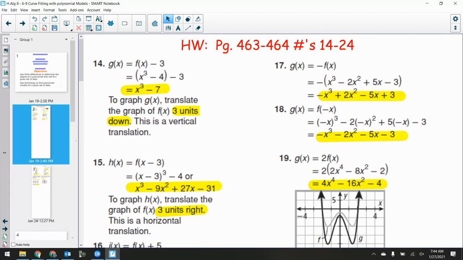Welcome back, everybody. This is the key to section 6.8 homework, pages 463, 464, 1424. The transformation homework. Remember those transformations that we learned yesterday? They weren't brand new, right? They're just the transformations that we had before, just applied to polynomials.